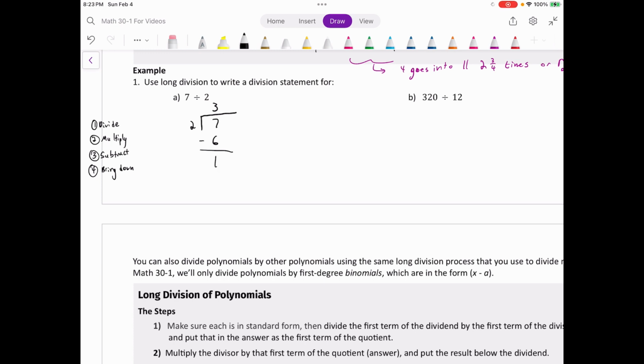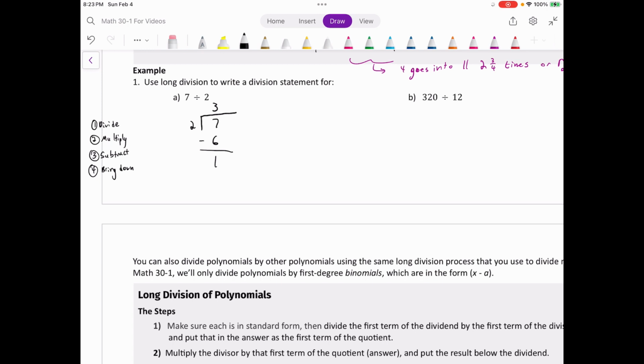And then we would bring down if there were something to bring down. But this is it. 7 really was our entire number. We weren't dividing it by like 70 or something like that, or 75, right? So this is just left over, which makes sense, right? How many times does 2 go into 7? Well, 3 times, but then you'll still have 1 out of 2 that you could put into it, right? You'll have half of a 2 that you could still put in.